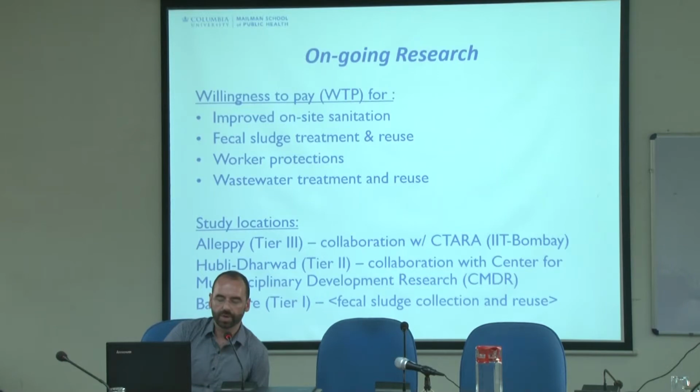So in the context of India, we wanted to look at what is the willingness to pay for improved on-site sanitation. And by improved, we mean septic tanks that protect the groundwater, but we also mean treatment of septage, reuse of septage, and protections for sanitation workers, including the use of protective equipment. We also wanted to look at how much people were willing to pay for STPs as well, and whether or not they valued not just treatment, but reuse in the context of STPs. We have some data already collected in the context of Aleppi, and we're hoping to also collect similar data in Hubli Dharwad as well.